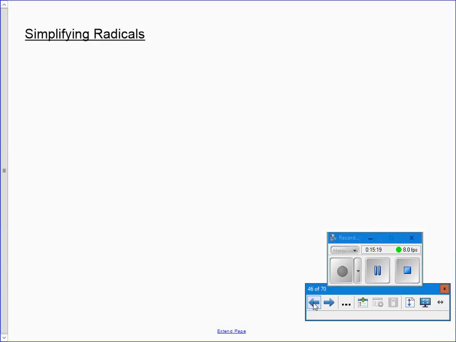Last piece for the notes here, again, what we're trying to do is build up all the skills we need to work with solutions to quadratic equations where we have imaginary answers, complex answers. So the last thing I talk about is how we simplify radicals. When I say radicals, I'm talking about roots. So here's an example of simplifying a square root.